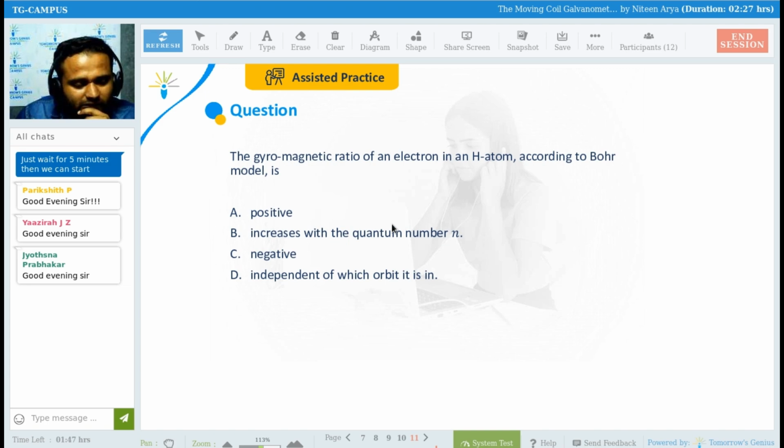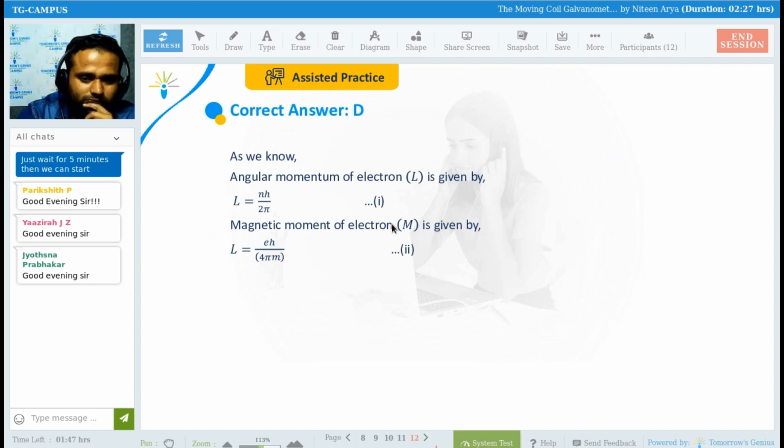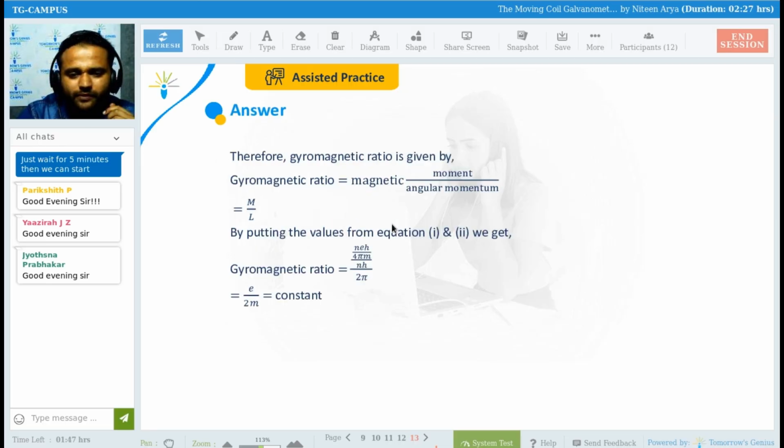You can directly write it this way, e by 2m already. Okay, as you know, e by 2m. Very simple one. One option is C, one is saying D. Let's check which one is the correct one. Angular momentum of the electron L is given by n h upon 2 pi m. Magnetic moment of the electron M is L, which is e h upon 4 pi m.